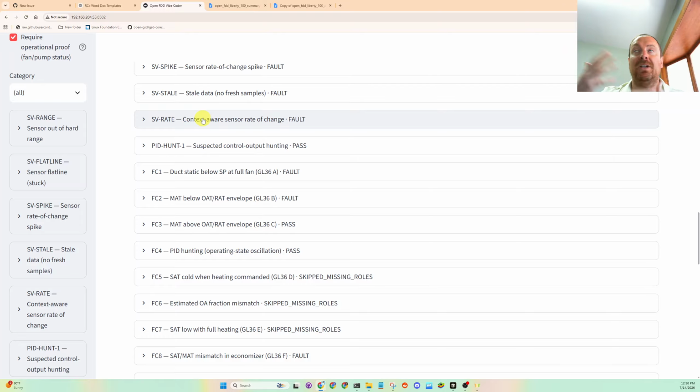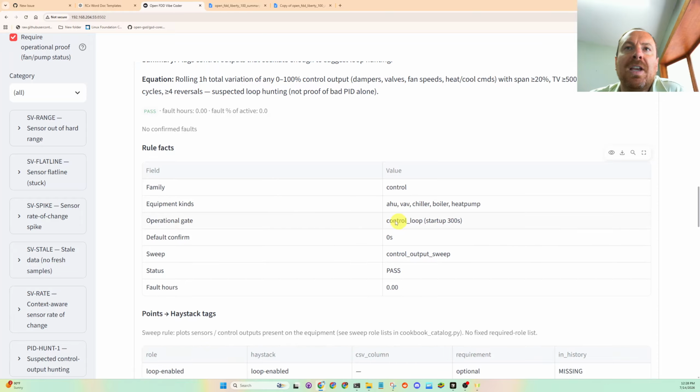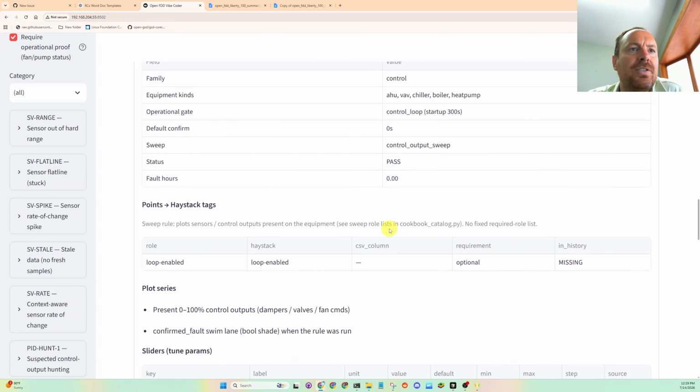PID hunting: anything that has a control output. This would be anything on an analog output, like a 0 to 10 volt signal or 0 to 100% signal for a damper or a valve, a reheat valve, a pump speed, something with a PID. That's something modulating, so there will be acceptable changes per hour in that range. We should cover a deeper dive into this too.